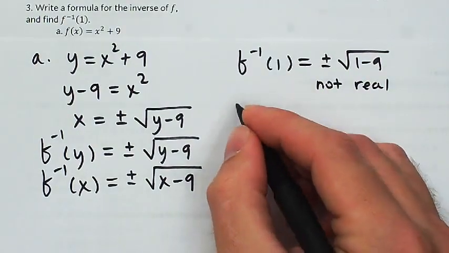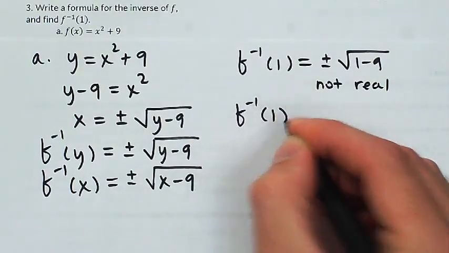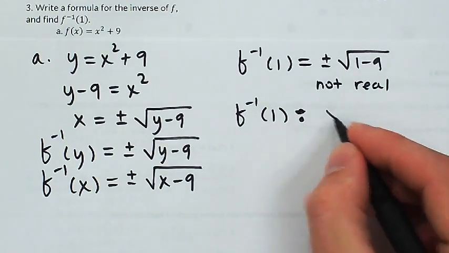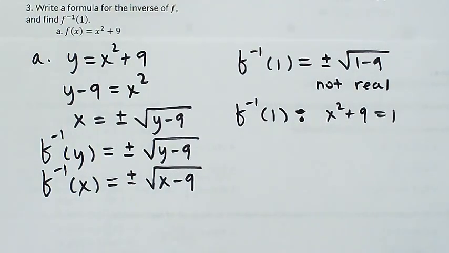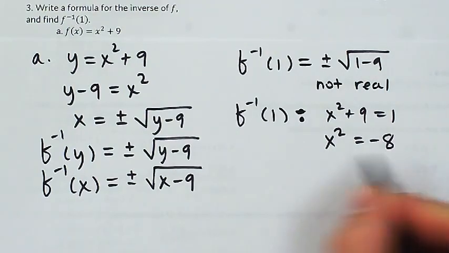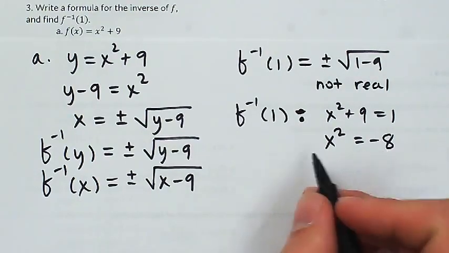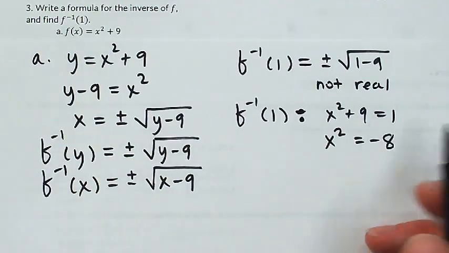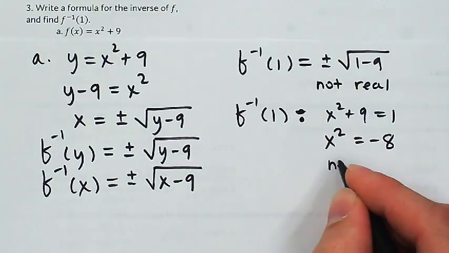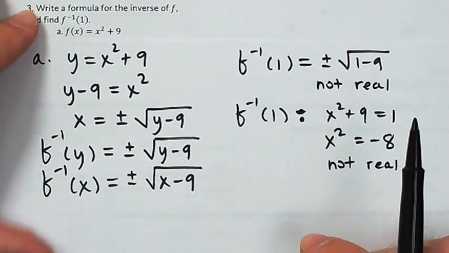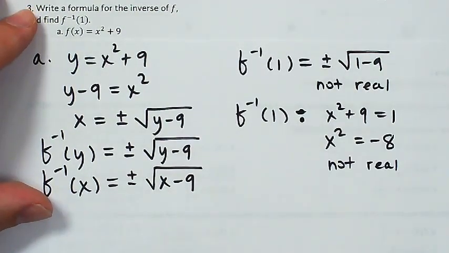But we could have also approached this the same way that we always have. So f inverse of 1: I'd say x squared plus 9 equals 1, and we would solve for x. So x squared equals negative 8, and that's not going to return a real solution either. But in doing that, I'm just redoing all the work I did over here to find the inverse in the first place. Okay, this is not real. I'd say it doesn't exist, but we know that these square roots do exist.